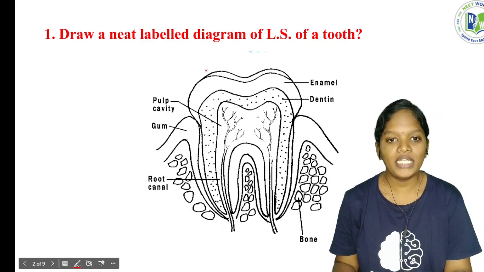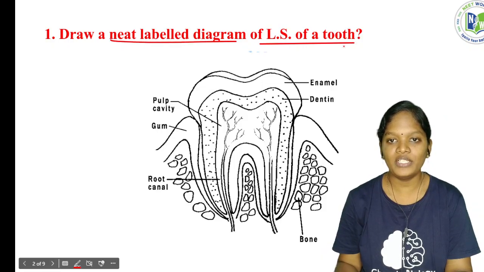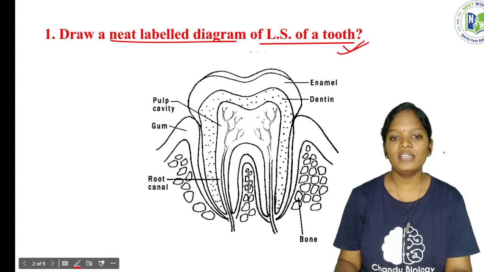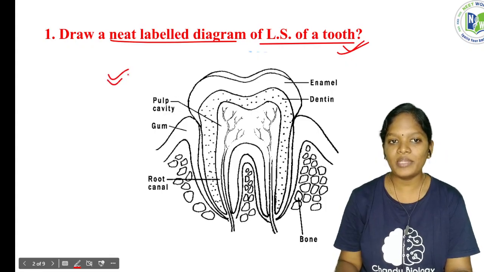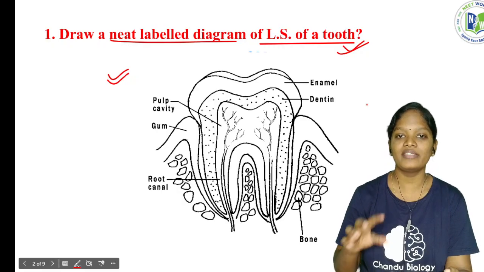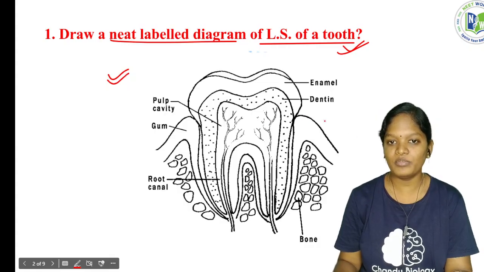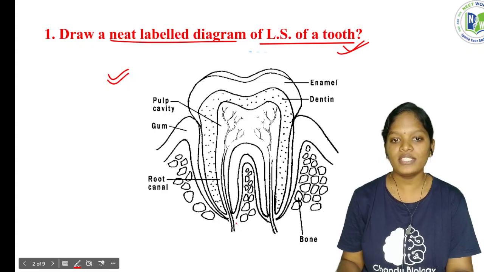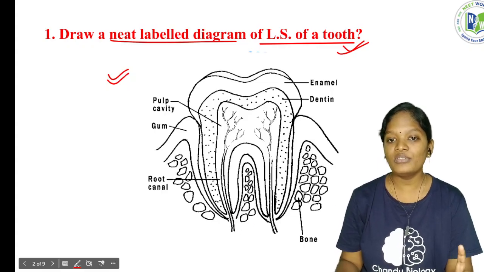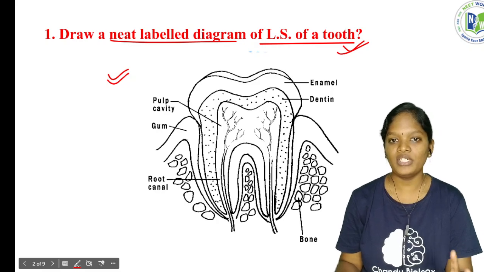So the first important question will be: draw a neat labeled diagram of the LS of a tooth. This is not an exact picture, but even if you are not able to draw the exact picture, you can draw a clear, distinct picture with proper parts marking. That is the important thing. This is just a rough diagram, but look at this picture, it is very neat. Just follow this picture and write it. This is the LS of a tooth.